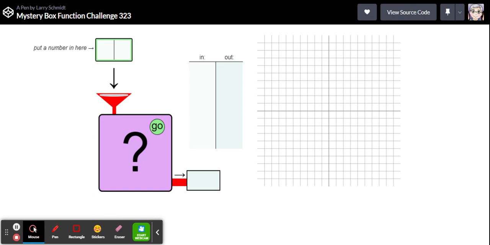Alright, I'm going to begin with a 0. Okay, 0 gives us 1. How about 1? And 1 gives us 2. How about 3? 3 gives us 4. I guess I skipped 2 there, but it looks like we've got a line so far. Let's put 2 in there.